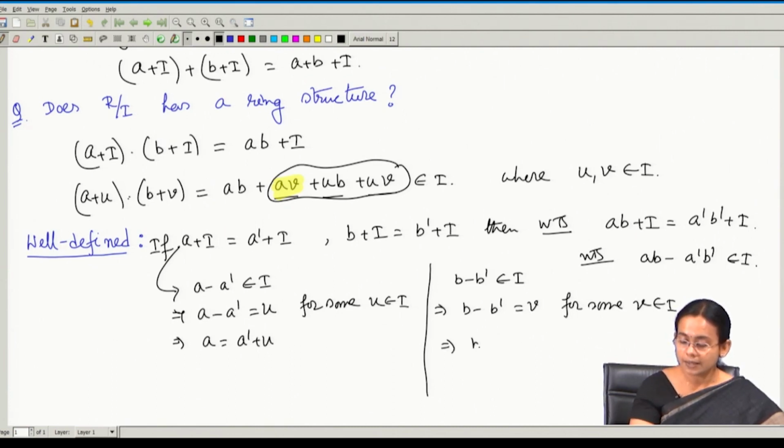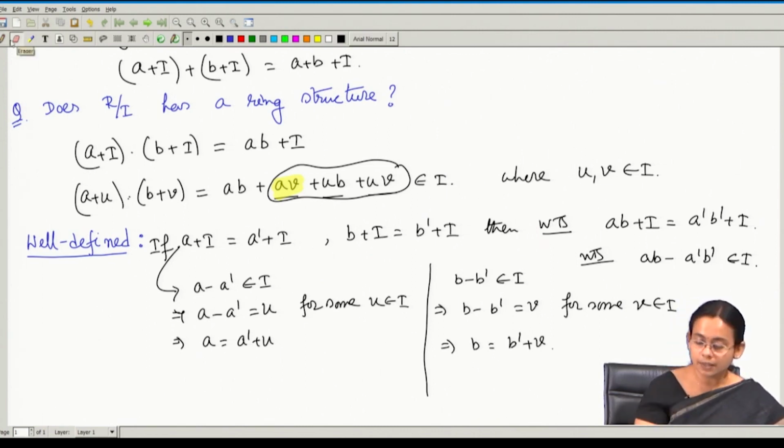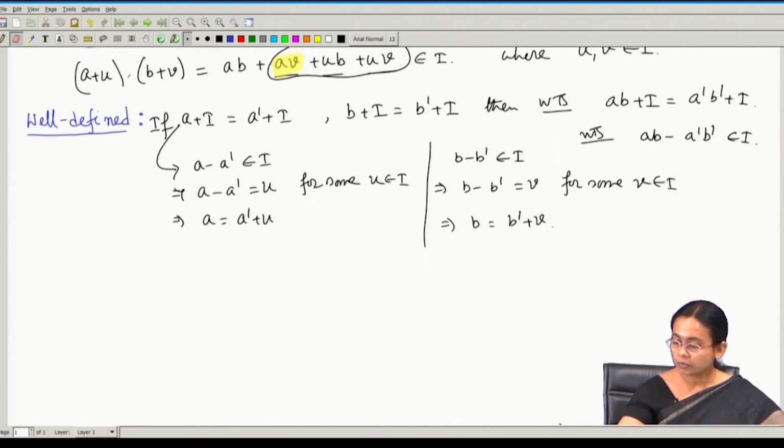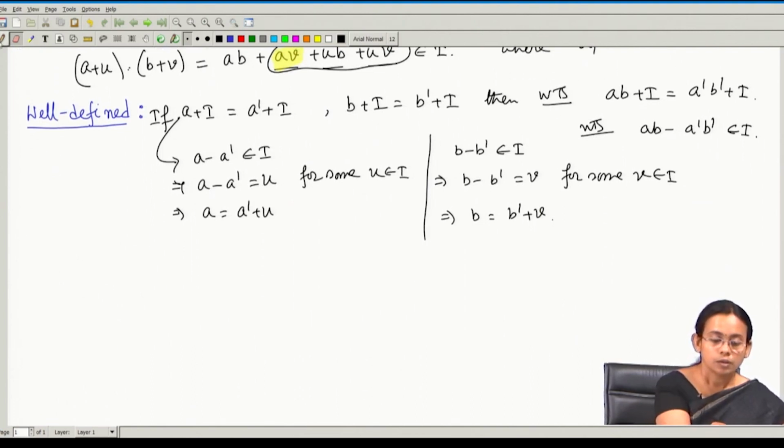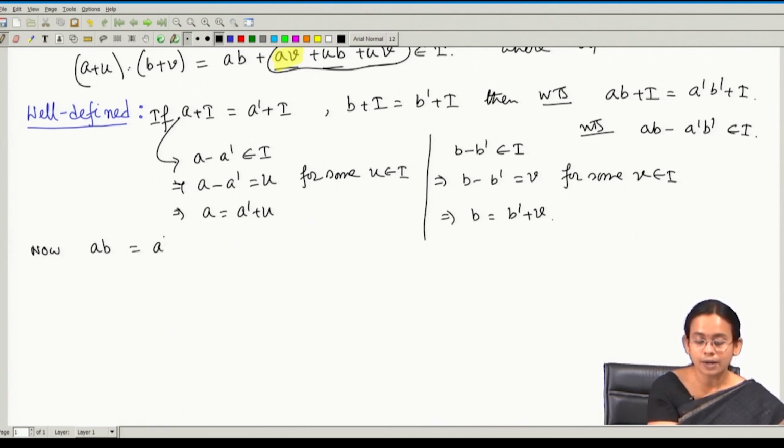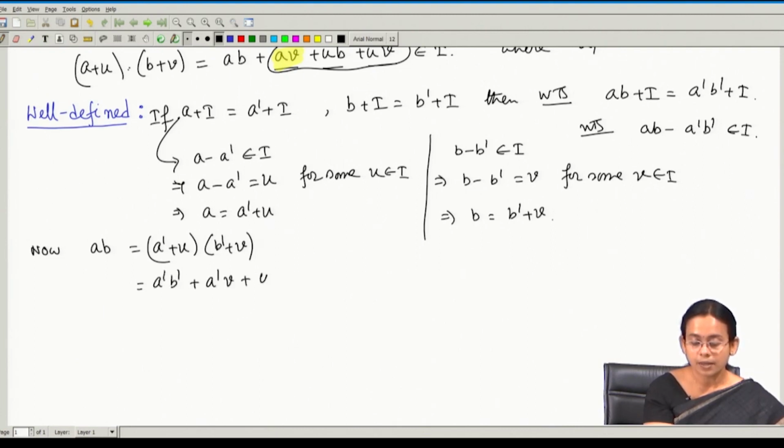So, this implies that b is equal to nothing but b prime plus v. Now, if you multiply these two elements, what do you get? Now this ab is nothing but a prime plus u into b prime plus v, which I can write as a prime b prime plus a prime v plus u b prime plus uv.